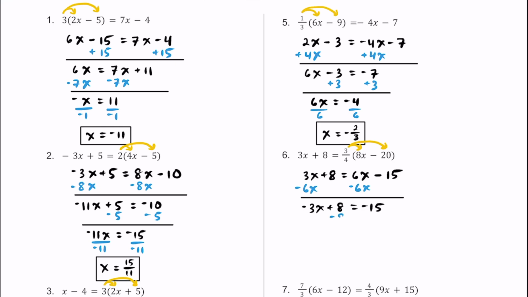Following that, let's go ahead and subtract 8 from both sides. Doing that, we get negative 3x is equal to negative 23. And then finally, we can go ahead and divide both sides by negative 3. And if we do that, a negative divided by negative is a positive. So we're going to get 1x or just x is equal to 23/3.